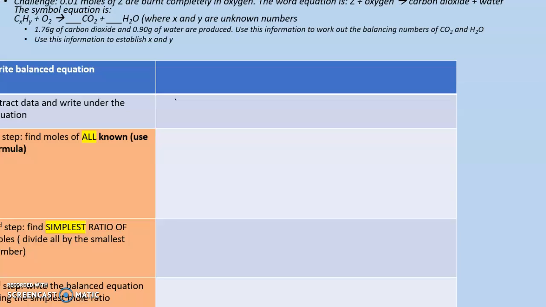And if you had paused the video and you've just arrived, let's see the calculations. That equation was given to you. It's a hydrocarbon. The data in this case was given to you as 0.01 moles. So we've just extracted that. Oxygen is not being asked, so we just have to find the balancing numbers for carbon dioxide and water. So we're not going to worry about oxygen here.